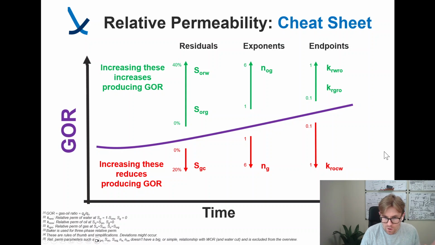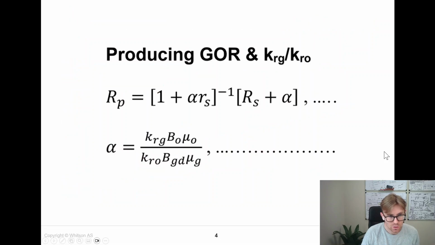A very important reminder is that producing ratios are a function of PVT and relative mobilities. Just a quick reminder, this is the equation for producing GOR. As you can see in front of me, this is producing GOR, this is a PVT term, this is a PVT term. This alpha right here, that's this guy right here. This is a rel perm term, and these are PVT terms. So you can say that producing ratios are a combination of relative permeabilities and PVT properties, okay?